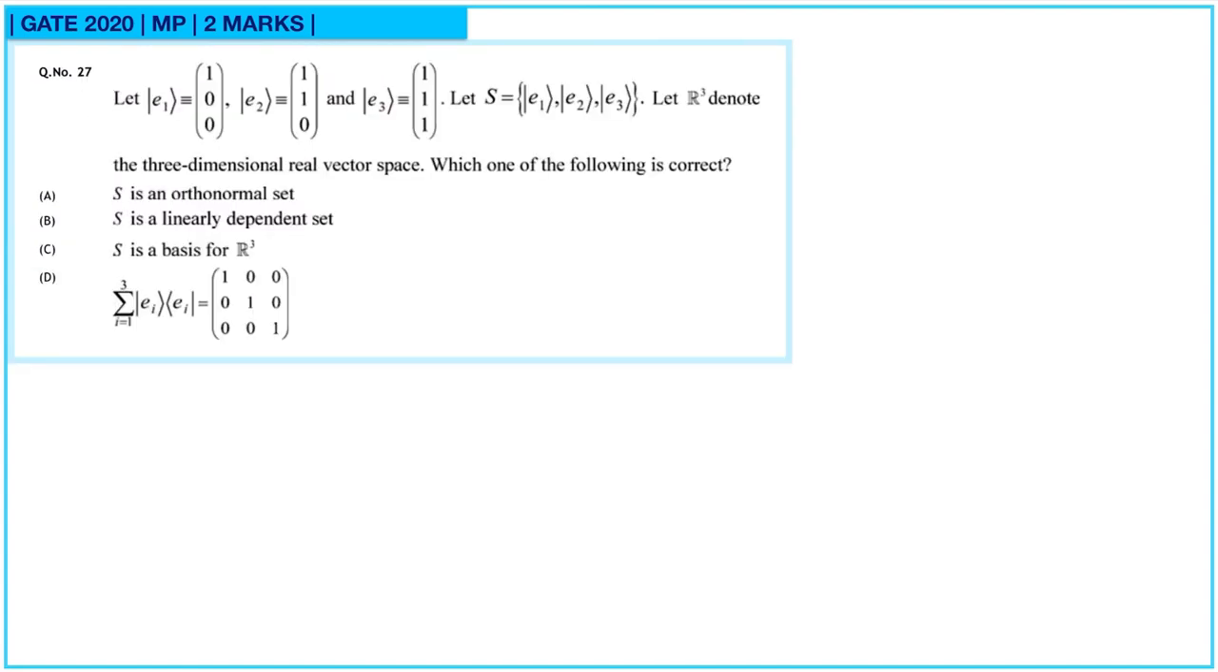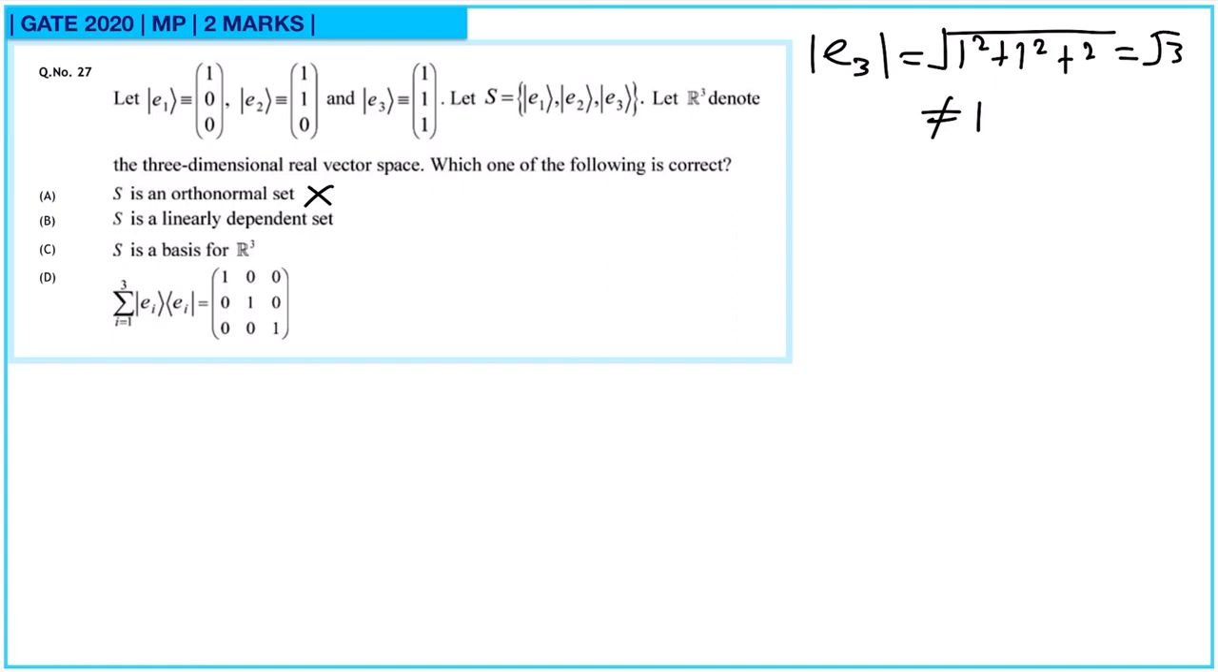Next question. Let E1, E2, E3 form the set S. Let R³ denote the three-dimensional real vector space. Which one of the following is correct? First, S is an orthonormal set. Orthonormal means all vectors should be normalized. Now let us find the magnitude of E3. The magnitude of E3 will be the square root of 1² + 1² + 1², that is the square root of 3, which is not equal to 1. So it is not normalized. So that means option A is wrong.